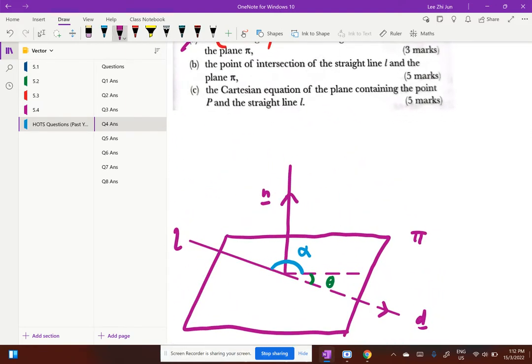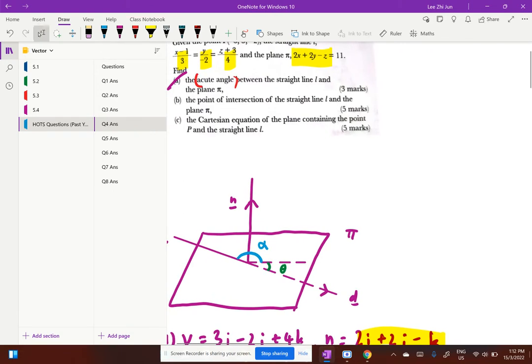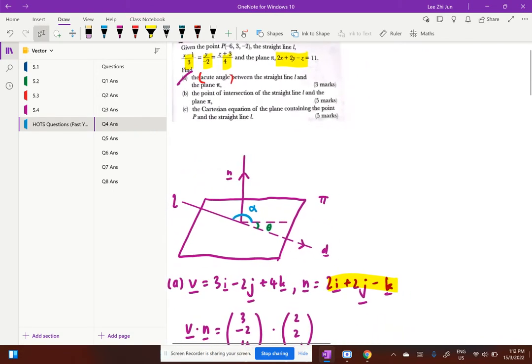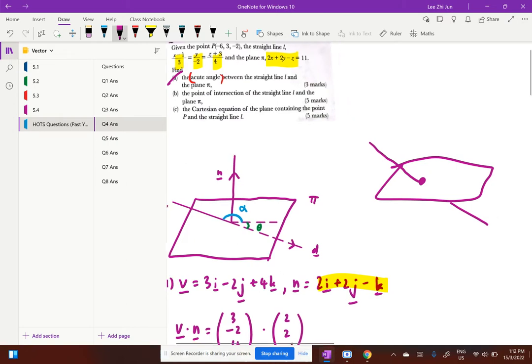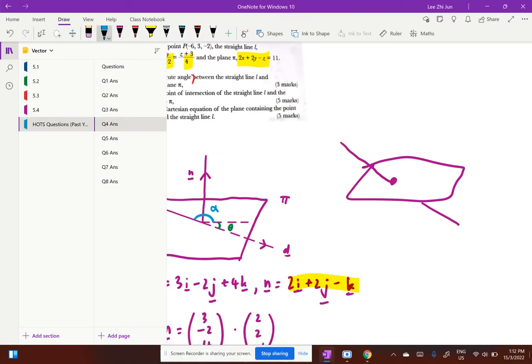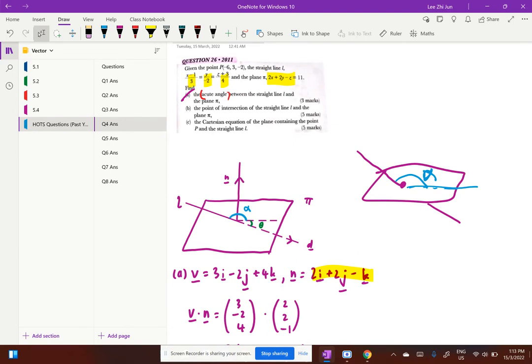So for this question, I have drawn the plane. You imagine that this is 3D. The plane lies on the surface, and the L penetrates through this plane. So you can see if like this, the angle will exceed 90 degrees. So the question asks for the acute angle.